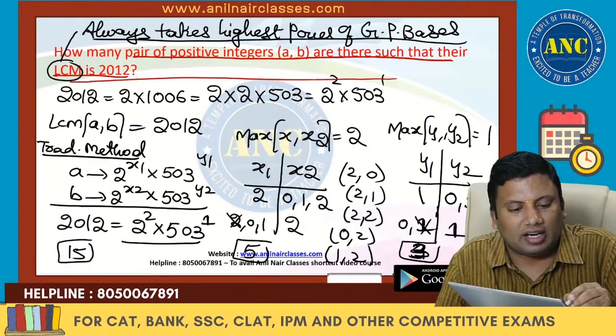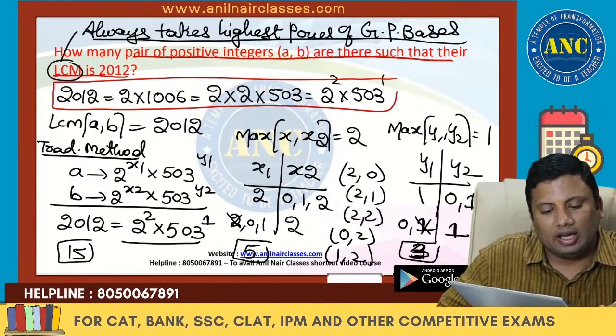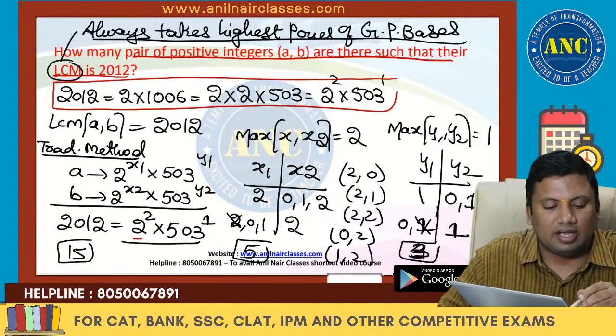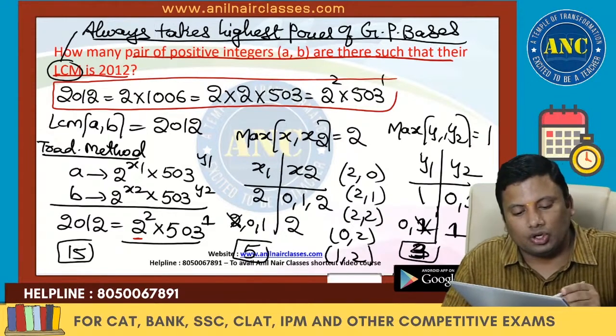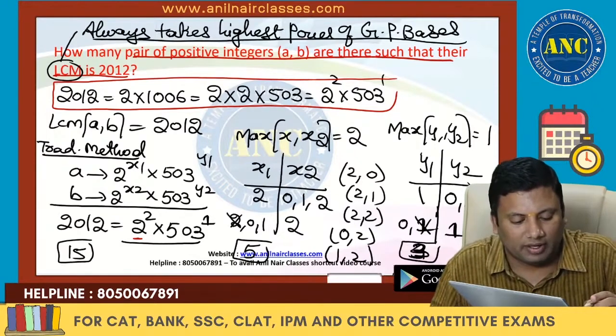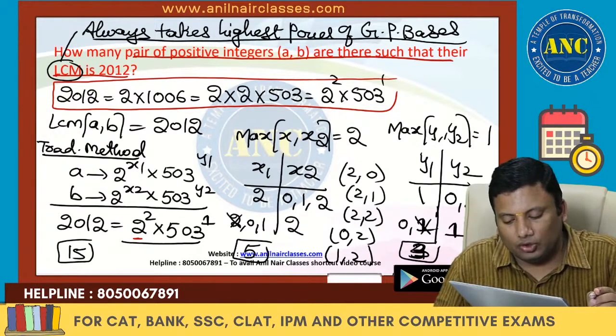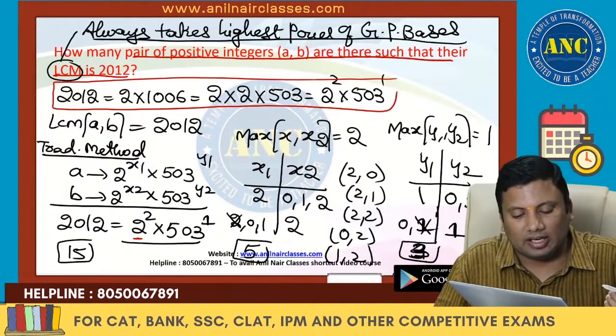First I factorized 2012 as 2 square into 503. In A and B, 2 square is there in the answer. Maximum of x1 and x2 it should be 2. Maximum of y1 and y2 it should be 1. 5 into 3, 15. But you can also do it in a quicker method. That also we will discuss.